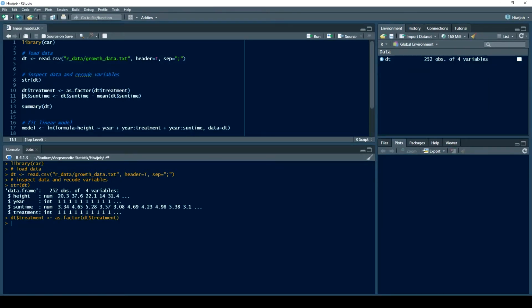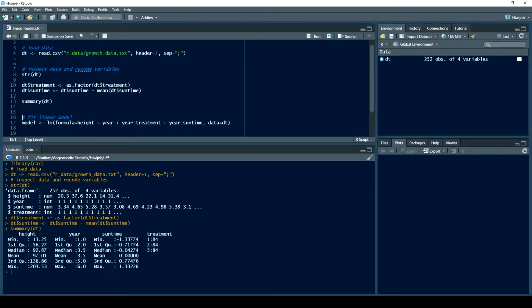Furthermore, we center the suntime variable by subtracting its mean. You will soon see that this makes interpretation easier. To get an overview of the data, we now run the summary command. For example, the mean suntime is now 0 because we centered it. Furthermore, there are 3 treatment groups with 84 observations each.